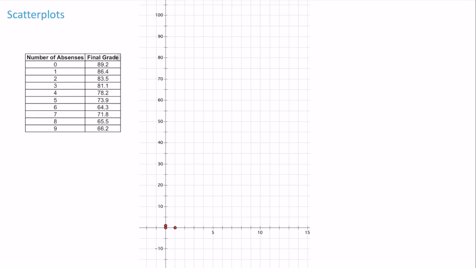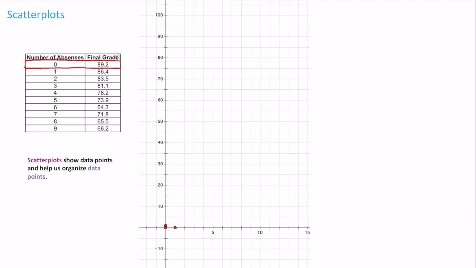We'll give an example. Okay, so we have this table, and it shows the number of absences that students have and then their final grade. What we want to ask is, is there a connection between the number of absences and the final grade? So what we're going to draw over here is a scatter plot. Scatter plots just show data points, and they help us organize those data points. Each row here is a data point, right? So 0 absences and a final grade of 89.2 is going to be a data point on our scatter plot, and so is each row.